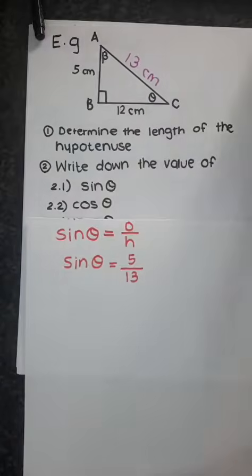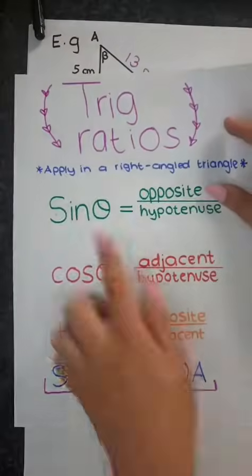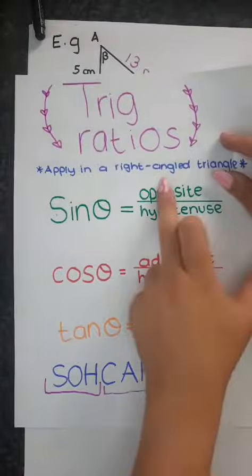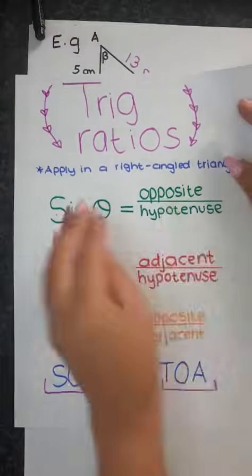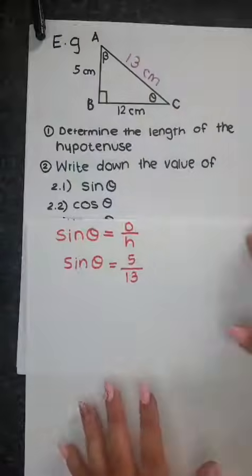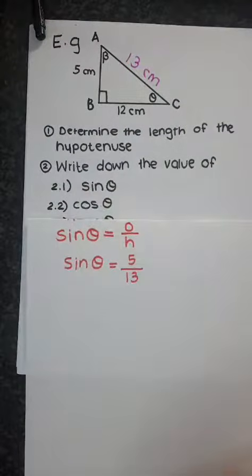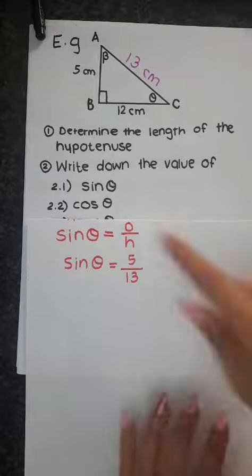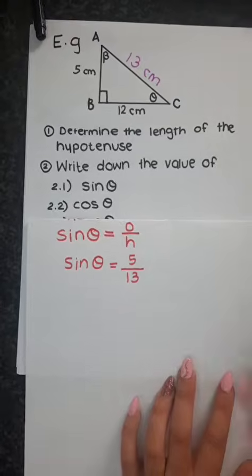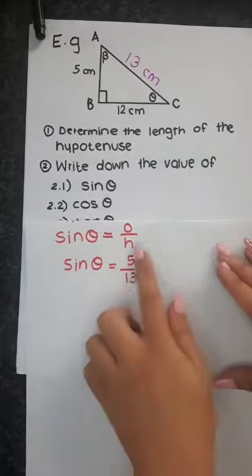Okay, so I'll go back to the previous page. So the ratio for sine of an angle, remember, sine just means it's a ratio, is opposite over hypotenuse. So all this question is asking me to do is write down the value of sine theta. It's not asking me what theta is. It's asking me what is the value of sine theta.